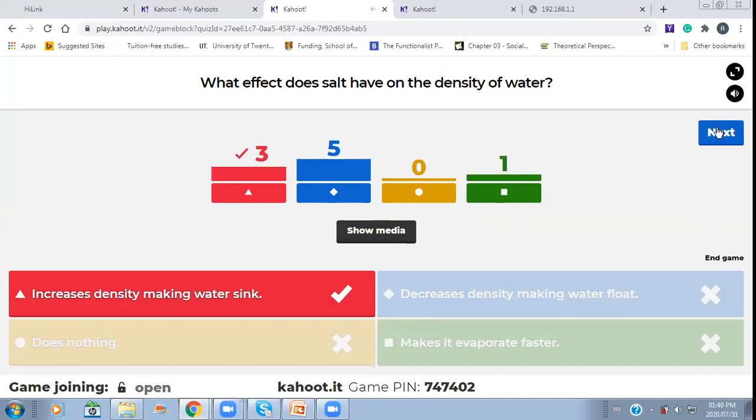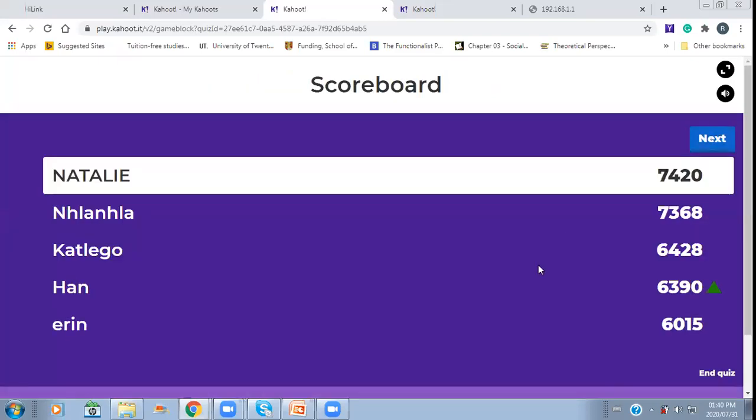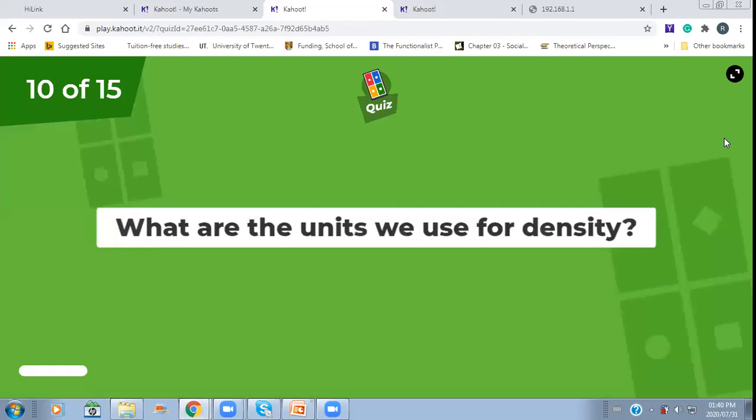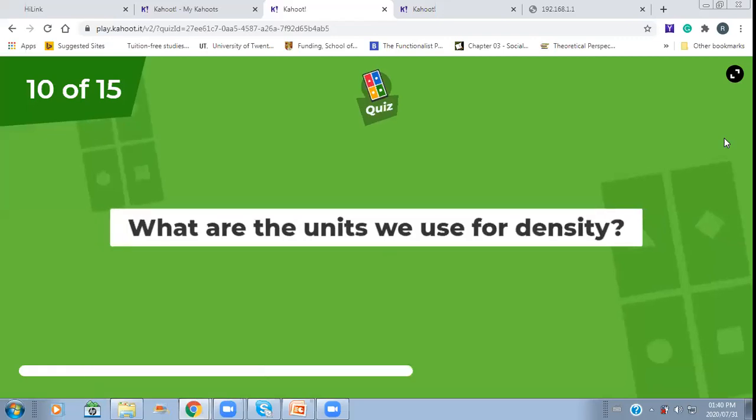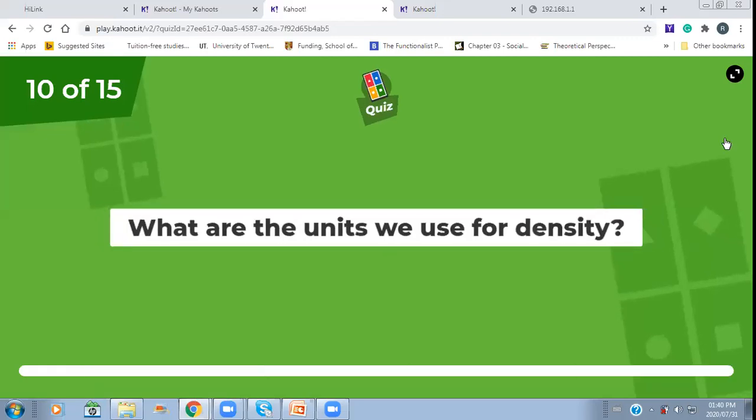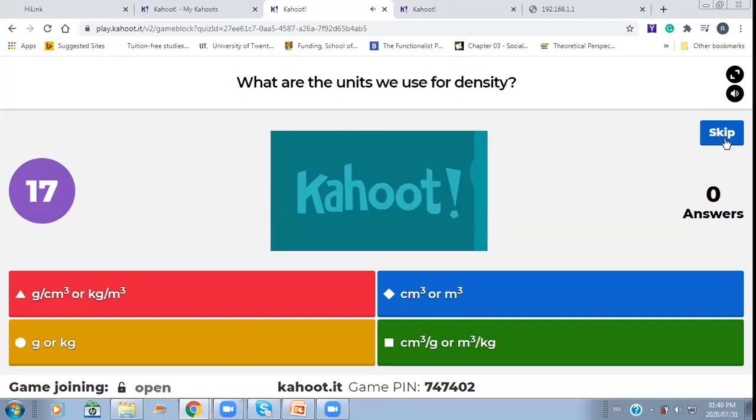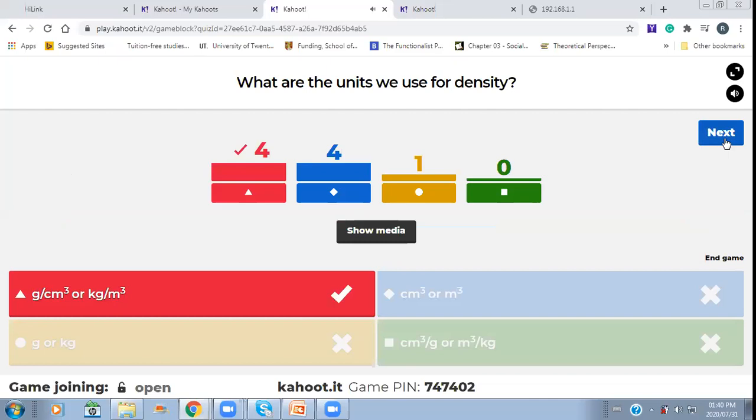Let's get going. So the board is still the same. Let's continue. What are the units we use for density? Perfect. Density is measured in gram per centimeter cube or kilogram per meter cube. That's perfect. So let's go on.